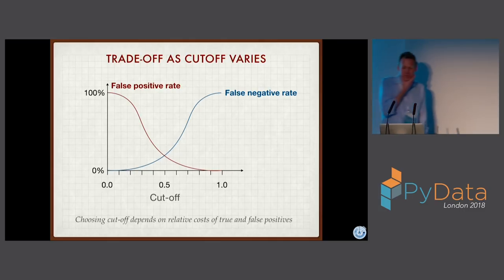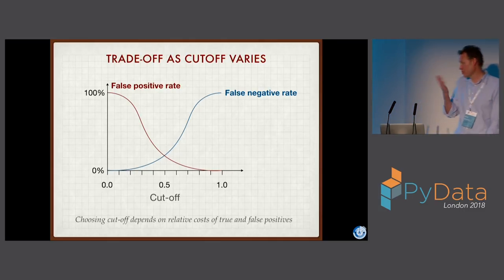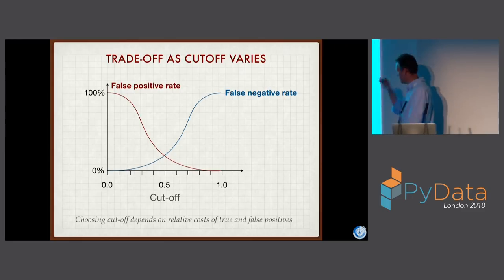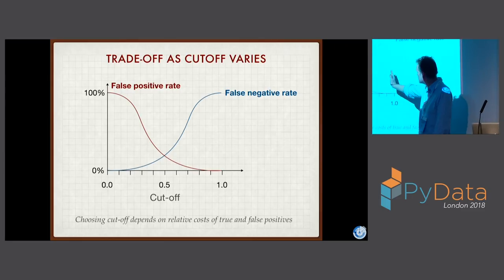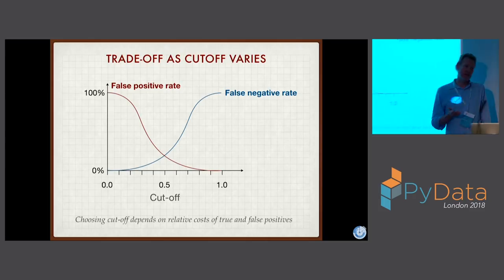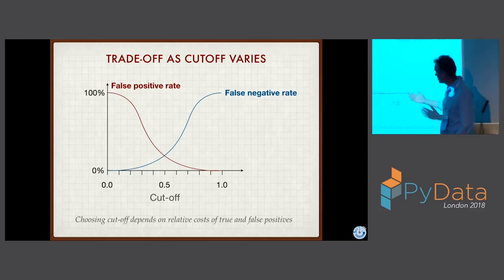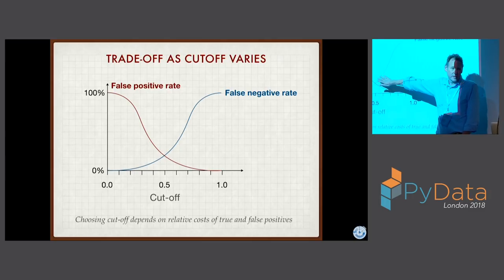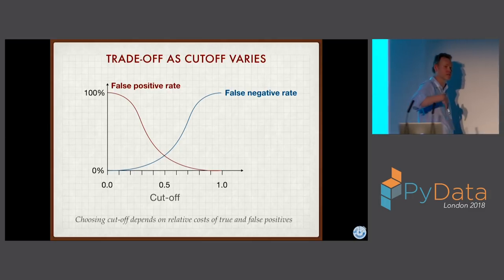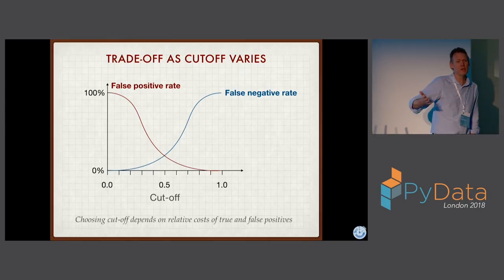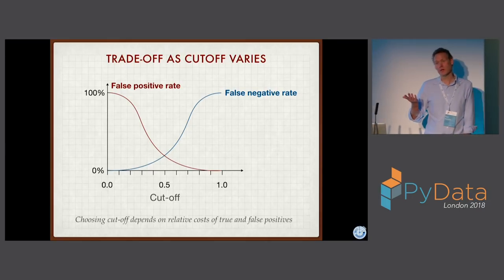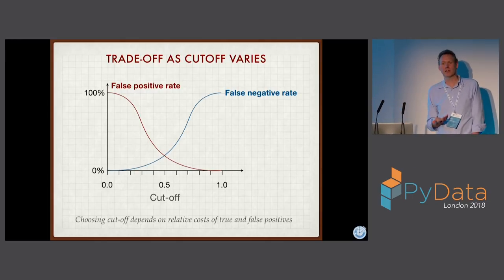So in general, if we do have a cutoff-based system, as I've already talked about, as we increase the cutoff, the false positive rate goes down, but the false negative rate goes up. And the key is to try and find a good place. It's not necessarily the point where the things cross over. It all depends on the relative cost of a false positive and a false negative. If it's incredibly important that you detect almost all the positives, then obviously you have to accept a higher false positive rate in order to achieve that.